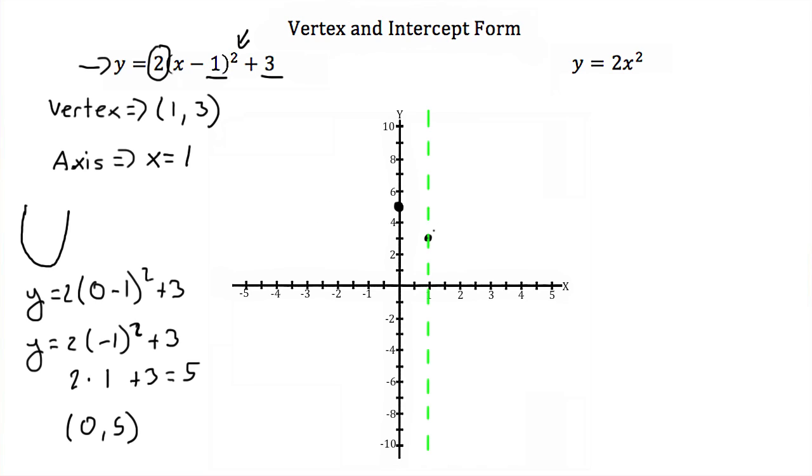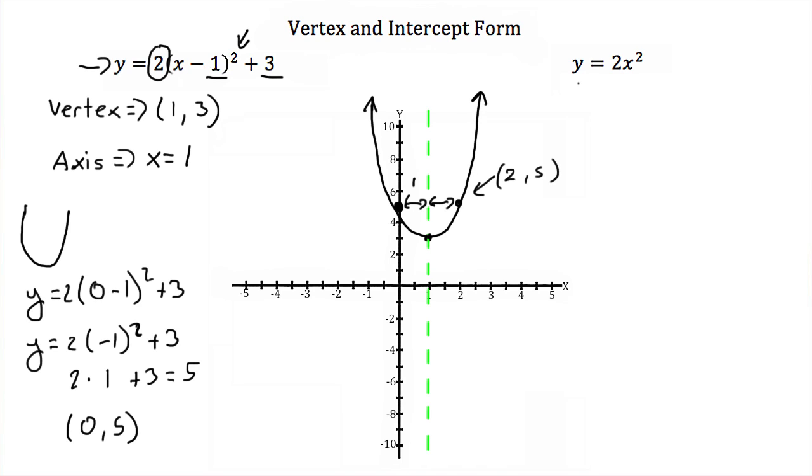Now remember that this graph is symmetrical across our axis of symmetry. So the point (0, 5) is 1 unit away from our axis of symmetry. So if we go 1 unit to the right of our axis of symmetry, then we'll get the point (2, 5). And since this is symmetrical, that means (2, 5) is also a solution to our quadratic equation. So now that we have all these points, we can graph our parabola, and it'll look something like this.